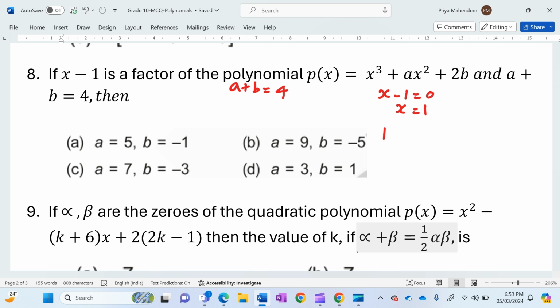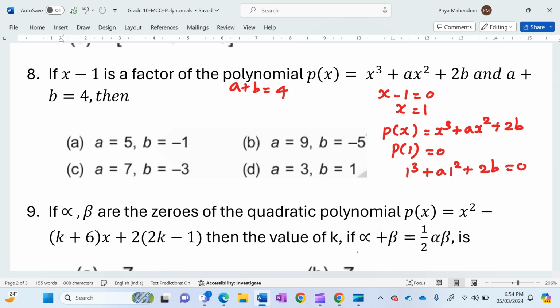So now you substitute in the polynomial p of x, that is x cube plus ax square plus 2b. When they said it's a factor of the polynomial, when I substitute the factor x equal to 1 here, I will get that polynomial as 0, isn't it? So substitute x as 1, so it is 1 cube plus a times 1 square plus 2b equal to 0. So what is 1 cube? That is 1.